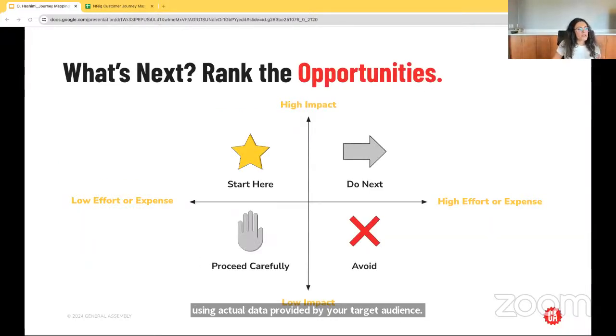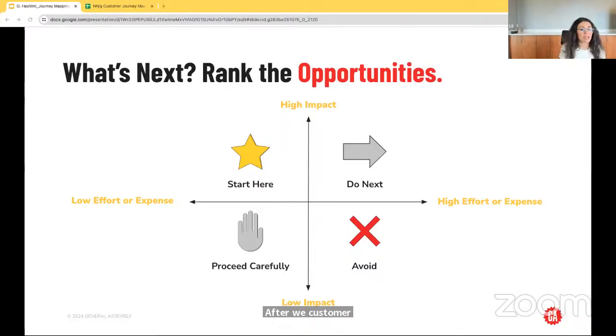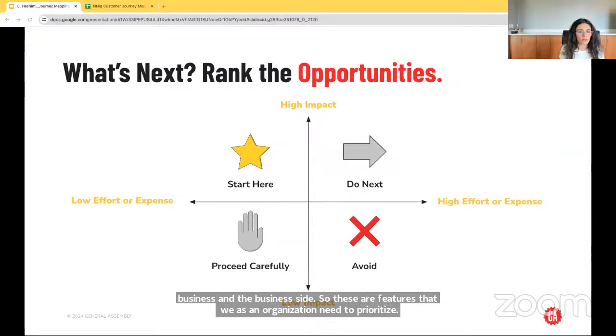After we journey map at an organization, ideally with a cross-functional team, we rank those opportunities. And the goal here is to maximize the value of our product while minimizing the effort, the human resources and financial resources that it could potentially cost us as an organization or business. So when we say high and low impact, we're referring to the impact on both the user and the business side. So these are features that we as an organization need to prioritize. In other words, jobs that need to be done for this next sprint.